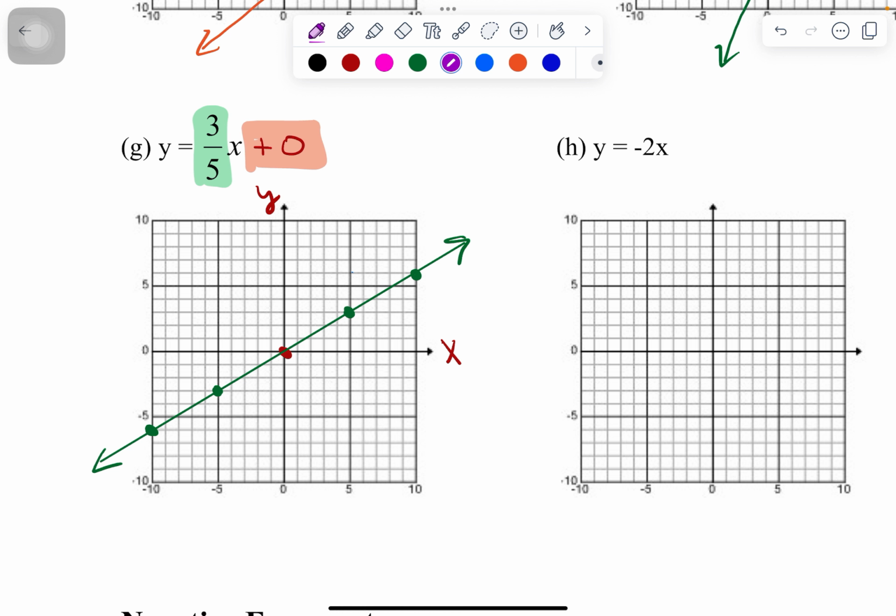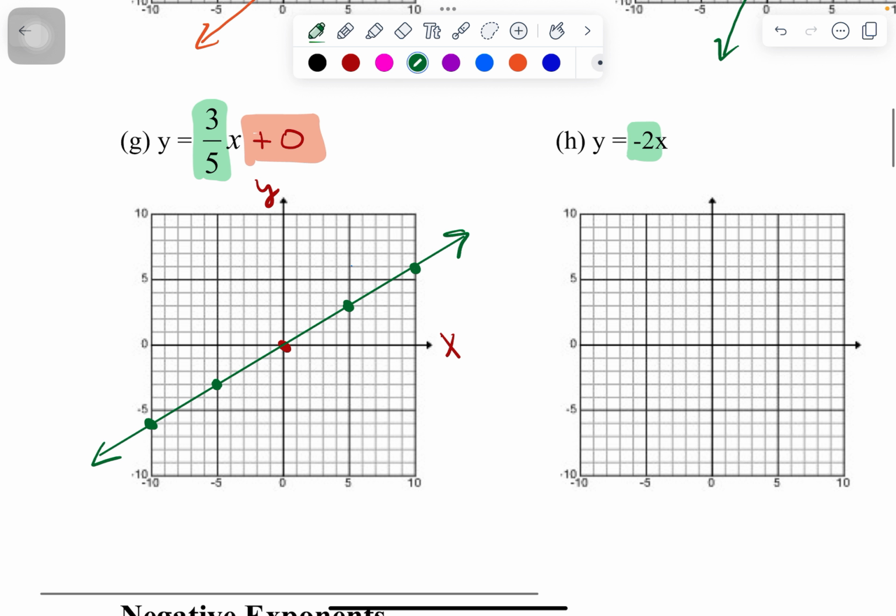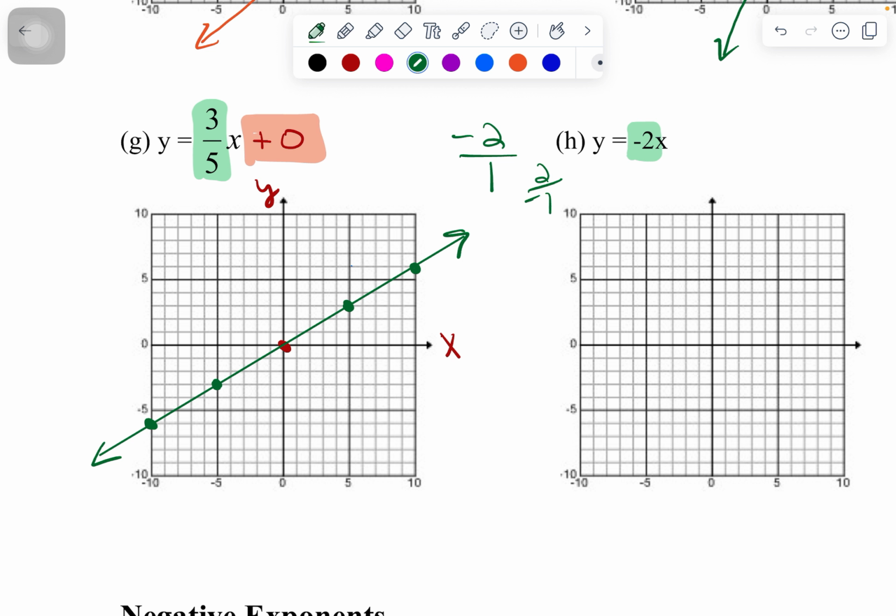How about part H here? Part H, we're missing part of our slope, because in this case, our slope is only the number -2. So remember, you can write that as -2 over 1, or you could have 2 over -1. Either one is the same thing. And we're also missing an intercept here, right? We just talked about this. So we can go ahead and add a 0.